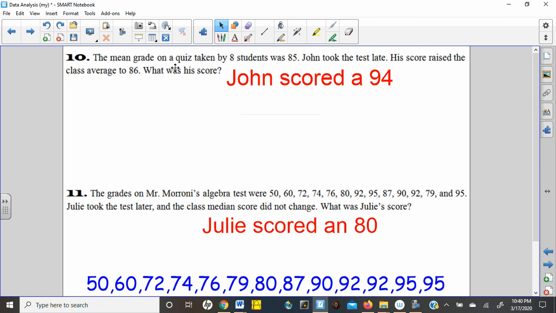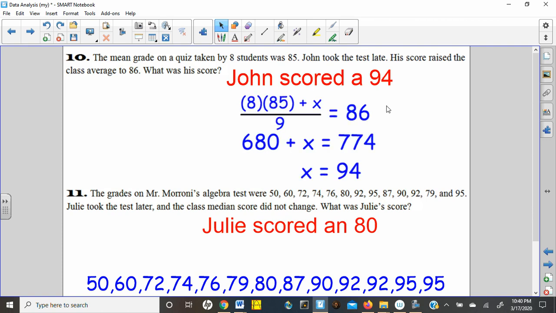The mean grade on a quiz by 8 students is 85. When John took the test, he raised the class average to 86. So very similar. We could use the reasoning that says it's going up by 1 point. So he would have to score 1 point for each of the 8 students plus a point for himself. That's 9 points above the old average to move it to a 94. And 85 plus 9 is 94.